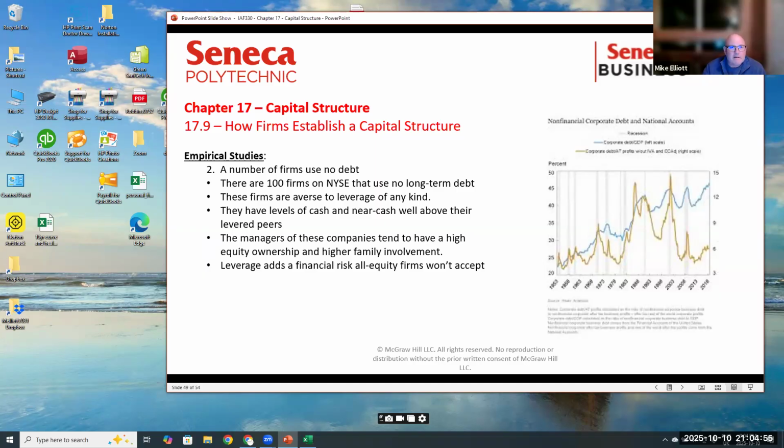It's my money on the line. Leverage adds financial risk. All equity firms won't accept that risk. Does that mean it curtails their potential growth? Absolutely. But it also limits the downside. And that's where the family firms come into play.